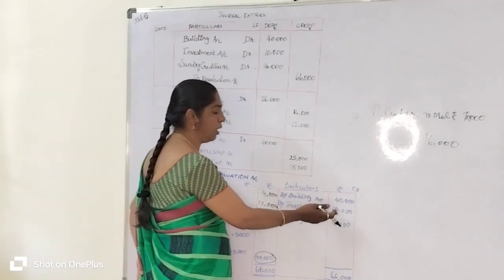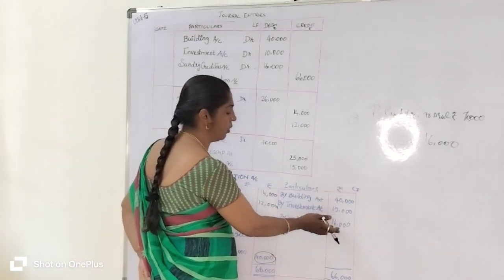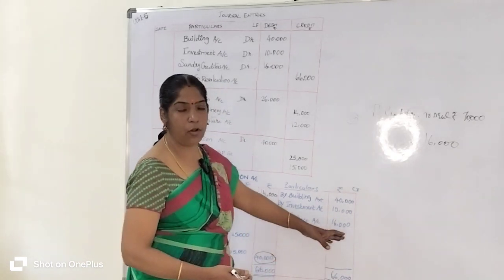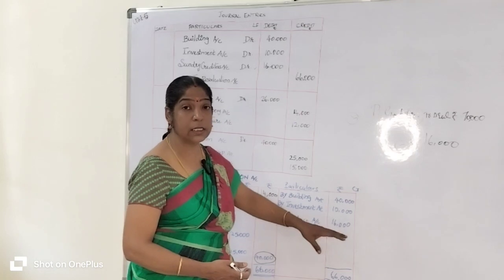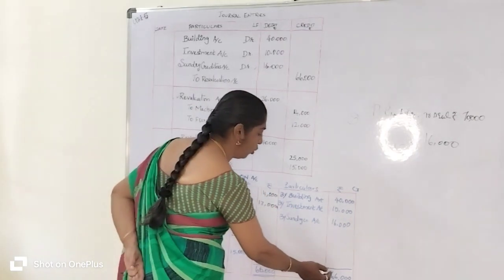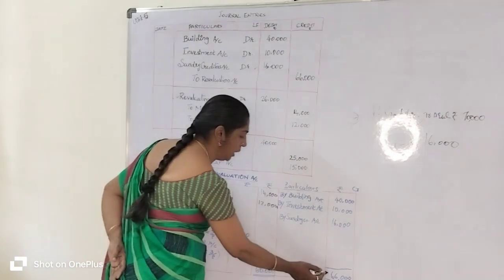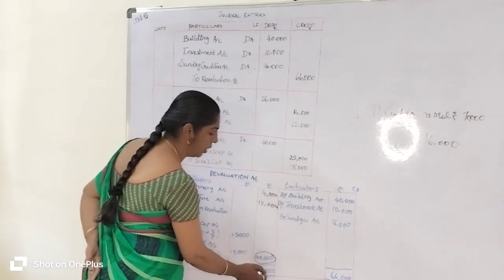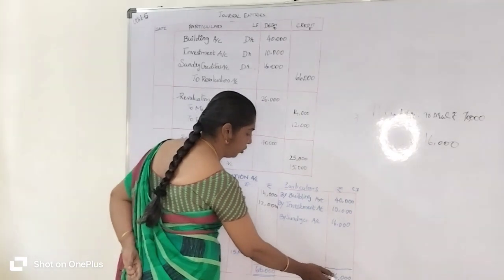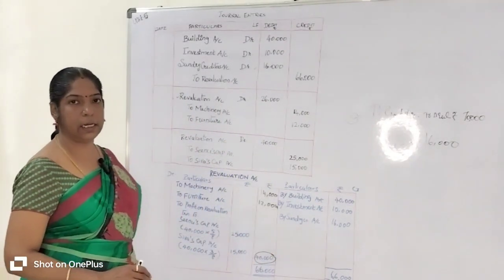Credit side we have the higher value: 40,000 plus 10,000, 50,000, 60,000, 66,000. We have the higher value on the credit side, so we have to consider that higher value as the total. We have to enter that total on debit and credit side equally, horizontally, on the same line. We entered 66,000 on both debit and credit side.